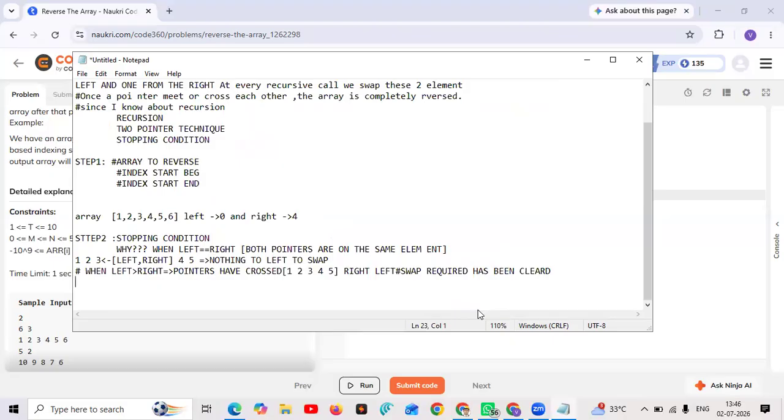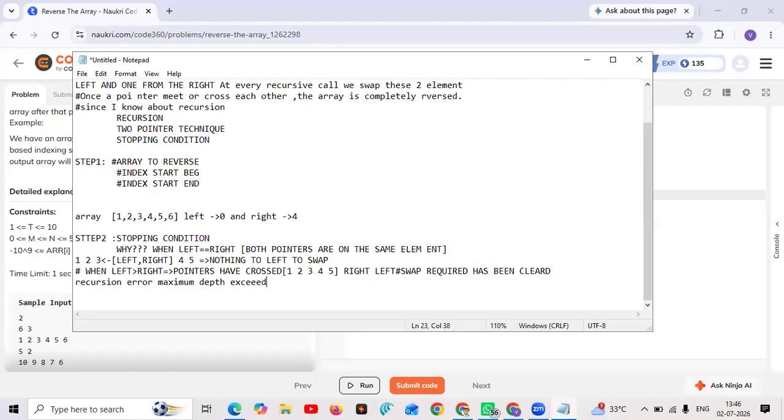Without this condition, the function would keep calling itself forever, causing a recursion error. The maximum recursion depth will be exceeded, so you might get TLE or whatsoever. If we do not include this condition, a recursion error will occur as the maximum depth is exceeded.